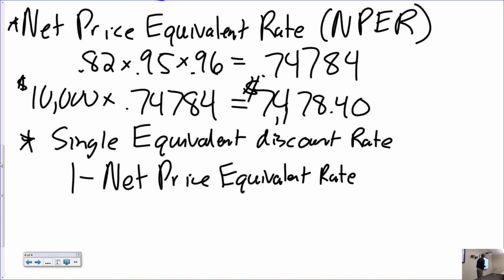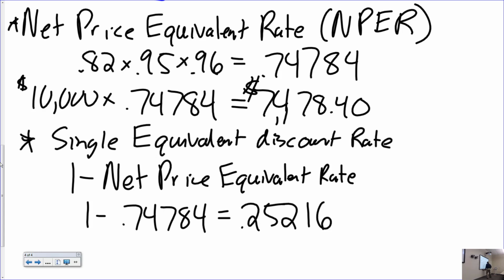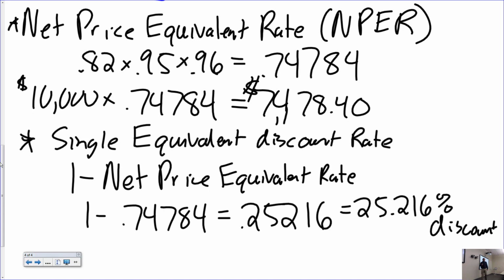So for our example, 1 minus 0.74784, our net price equivalent, will give us 0.25216. And so that discount of 18/5/4 is really equal to a 25.216% discount, as one percentage. In other words, you cannot just add the discounts up. You can't do 18 + 5 + 4 and tell me it's a 27% discount. That's right out, okay? You have to go through these two things in order to figure out, one, the net price equivalent rate, and then the single equivalent discount rate for an entire chain discount, all right?